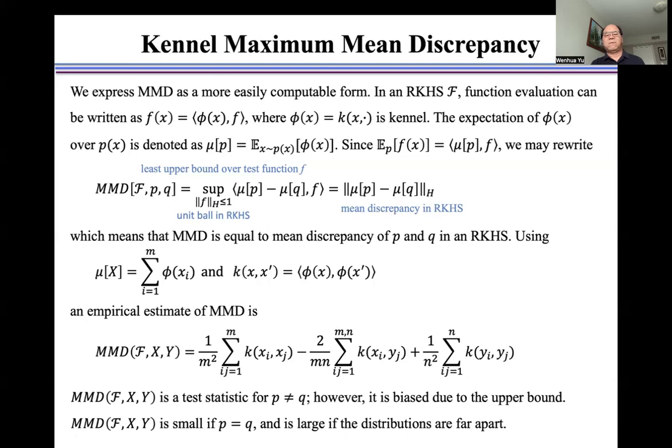MMD is a test statistic for P not equal to Q. However, it is biased due to the upper bound. MMD is small if P is the same as Q, and is large if the two distributions P and Q are far apart.